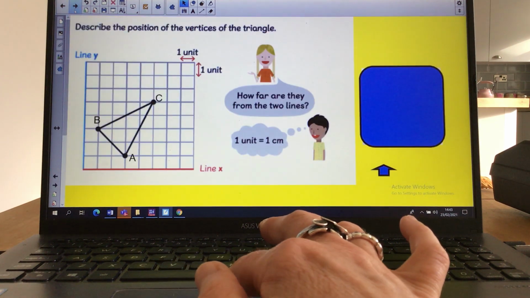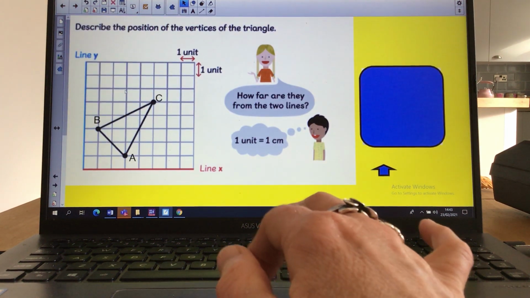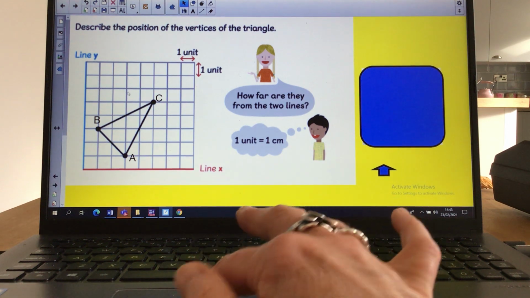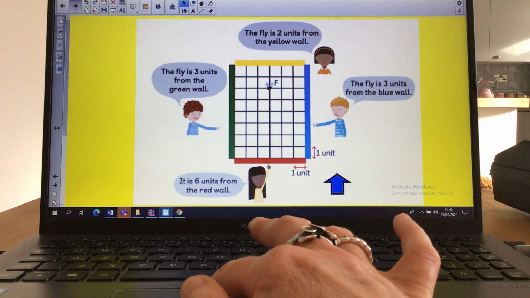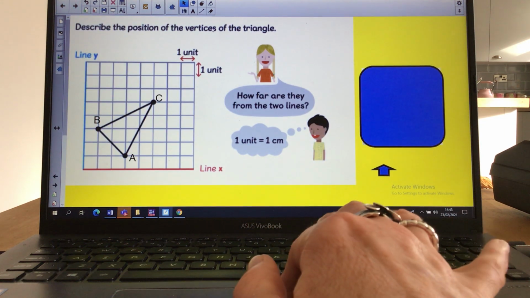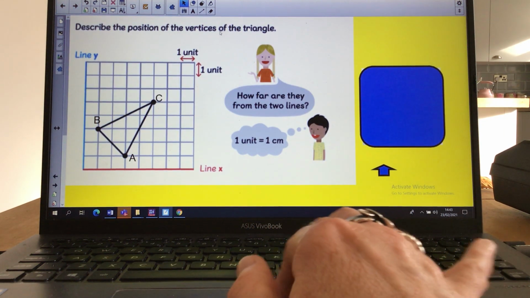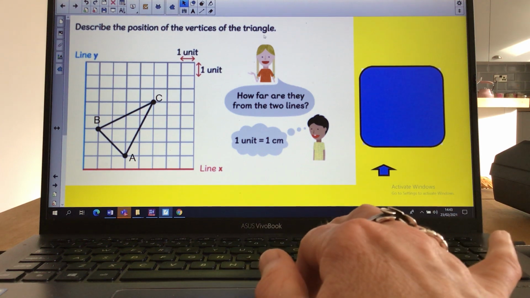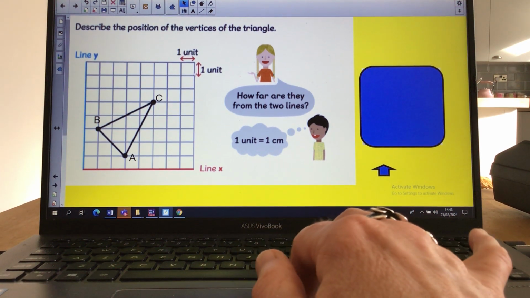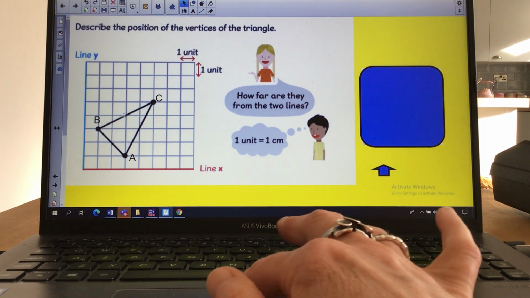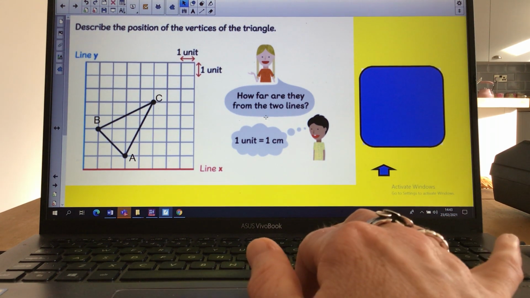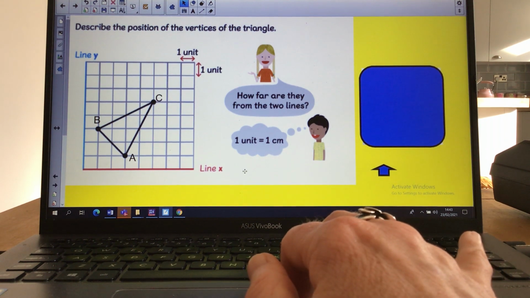Okay. Describe the position of the vertices on the triangle. So now we've gone from thinking about that as a spot or a fly. We're now thinking of a shape. Vertices. Do you remember this word from when we were talking about triangles? Vertices of triangles, they are the corners. Okay, and we've got a triangle here, A, B, C. How far are they from the 2 lines?